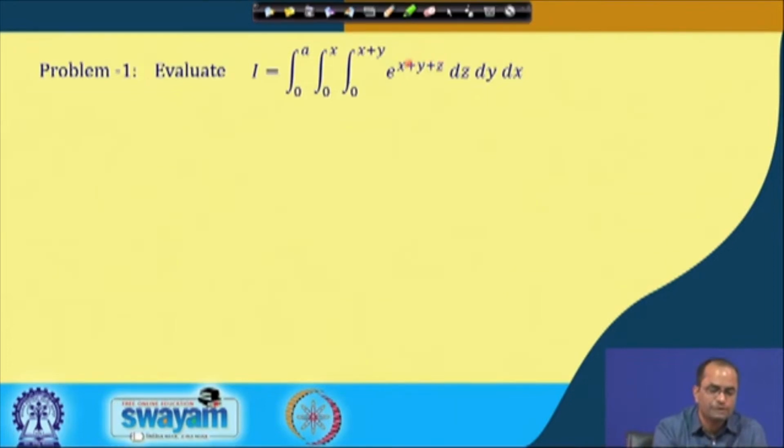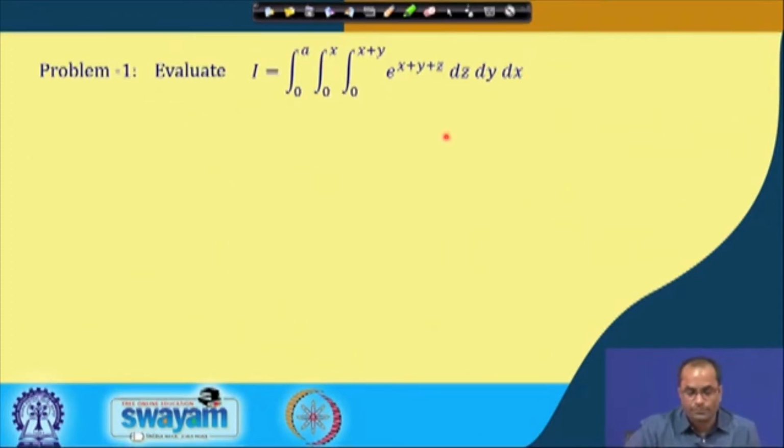The exponential function e power x plus y plus z, a very simple function, and we want to integrate it with respect to z, y and then x. So, the inner one is with respect to z, with limits 0 to x plus y, and for y the limits are given as 0 to x, and for x the limits are given as 0 to a.